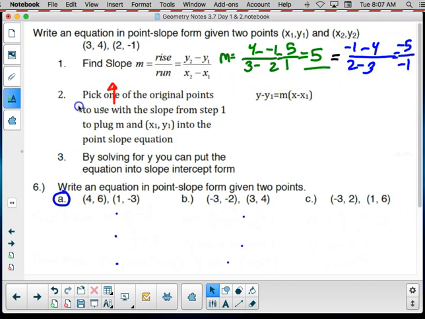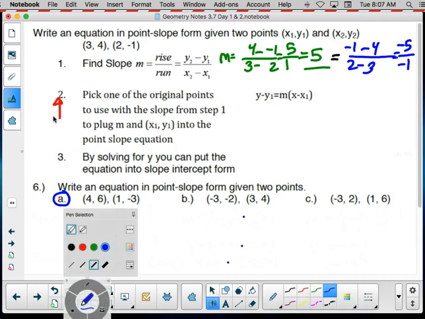Now I got to pick one of the original points to use with the slope from step 1 to plug m and x sub 1, y sub 1 into the point slope equation. So I'm going to pick one of them, and I'm going to be pretty direct. I'm going to pick this one because it doesn't have a negative. Sometimes I don't have the choice, but if there's going to be a mistake, it'll be with that negative. But I've got y minus 4 is equal to my m, which is 5, x minus 3.